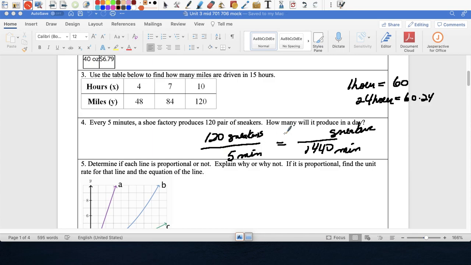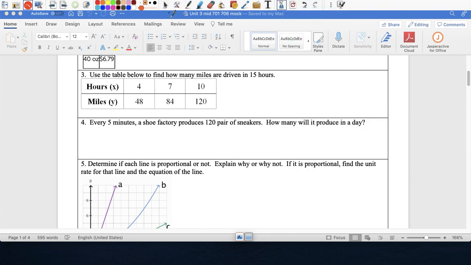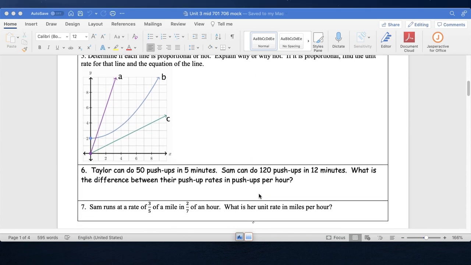So you can put x, we could have cross multiplied. Let's do it that way. If we cross multiply, we get 5 times x, which is 5x, and 120 times 1,440. Because we have a calculator, it doesn't really matter. It's 172,800. We're going to divide both sides by 5, and x equals 34,560. That's how many sneakers it will produce in a day.